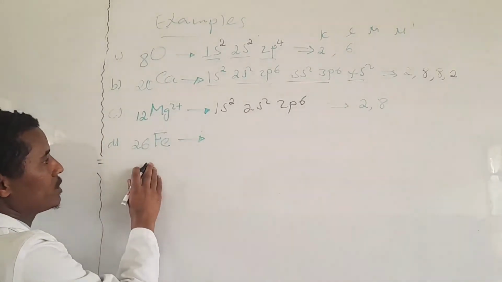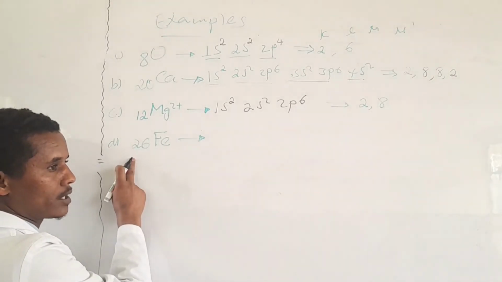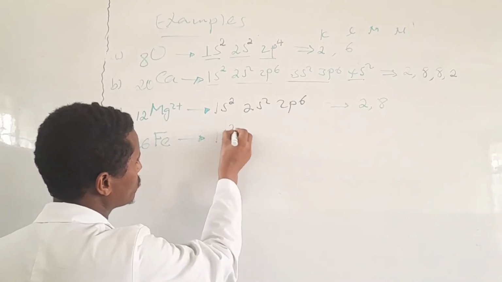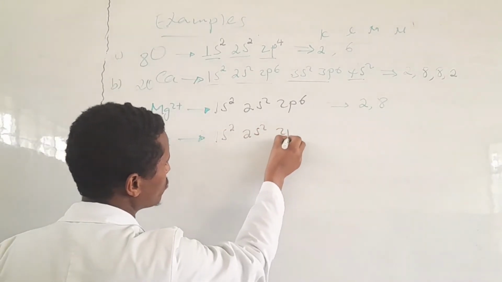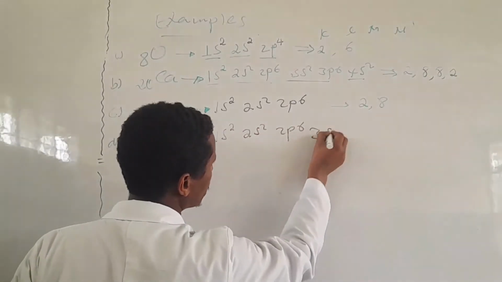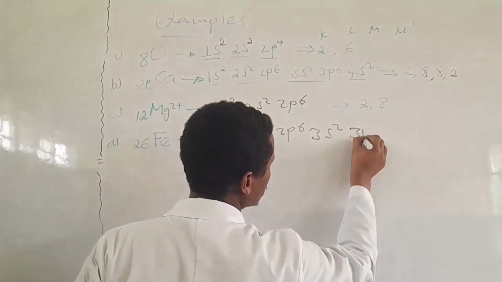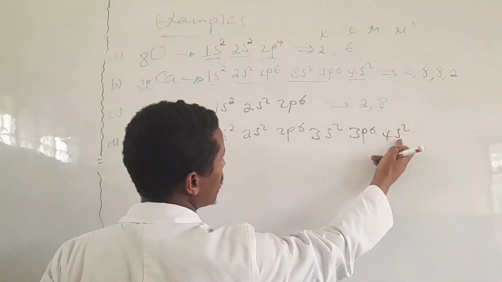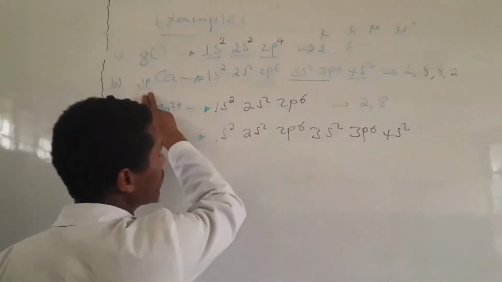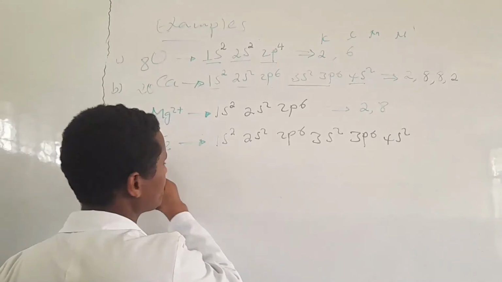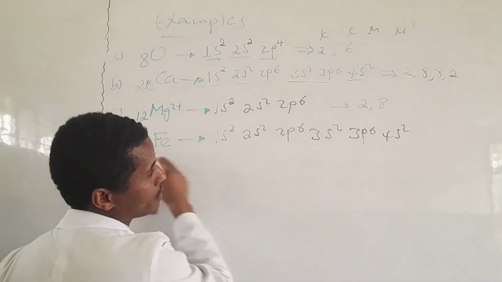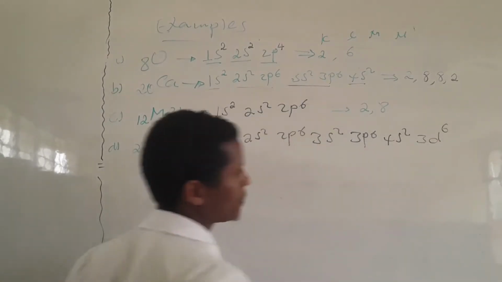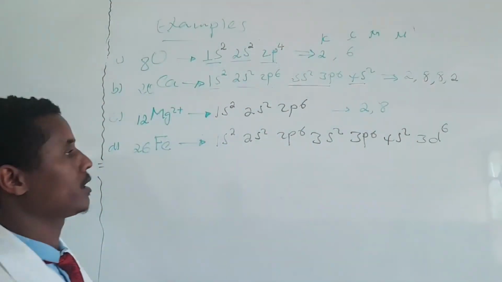The last one, 26 iron. Iron has 26 electrons. So you can write it like this: 1s2, 2s2, 2p6, 3s2, 3p6, 4s2. After 4s2, how many electrons are there? 20 electrons. How many electrons are remaining? 6 electrons remain, so you can use 3d6. D holds a maximum of 10 electrons.